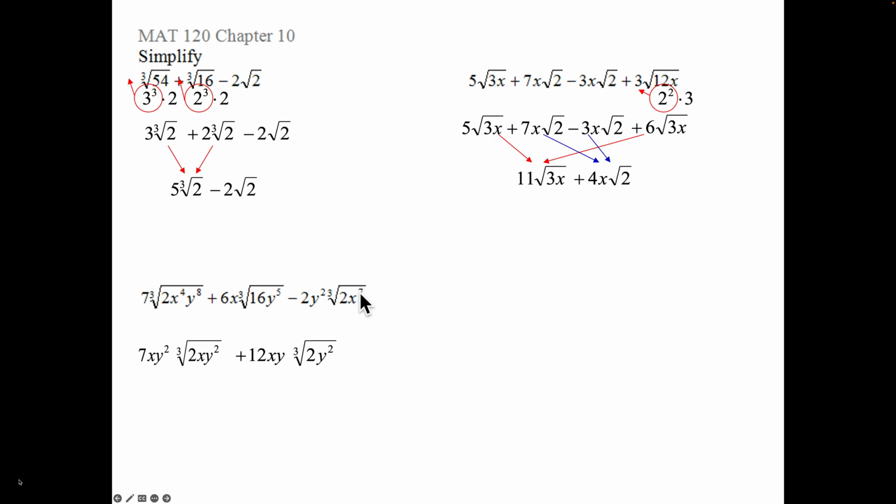3 goes into 7 twice with 1x left over. So let's bring an x squared out with the y squared there. And then we'll say, wait a minute. Here's my cube root of 2xy squared, cube root of 2y squared, cube root of 2x. Nobody is the same on the inside. And technically, the variables on the outside, none of those are the same either. So all we can do is simplify this and say we're done. There's no like radicals.